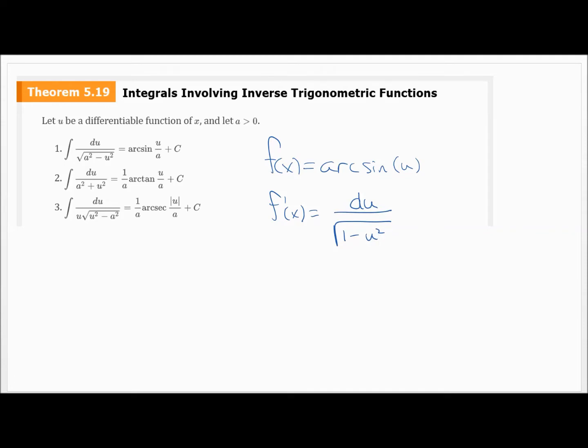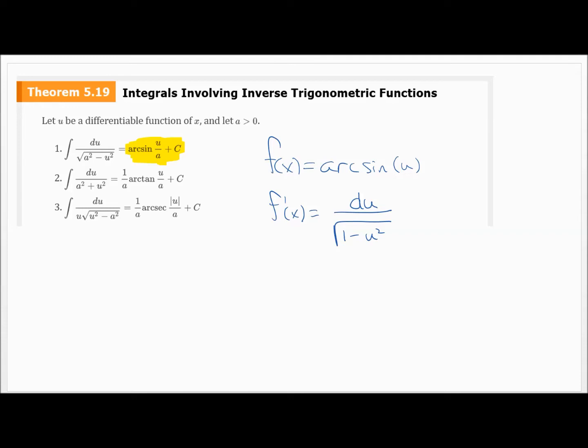Now, let's take a look at what we have right here. Instead of the arc sine of u, we have arc sine of u over a, and then of course the plus c. Let's take the derivative of that and see if we can prove this integral by taking the derivative and see if we get that back.